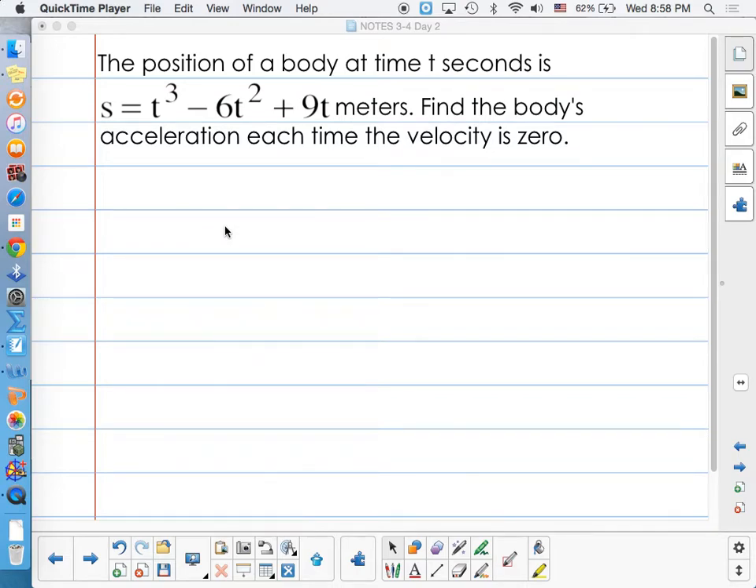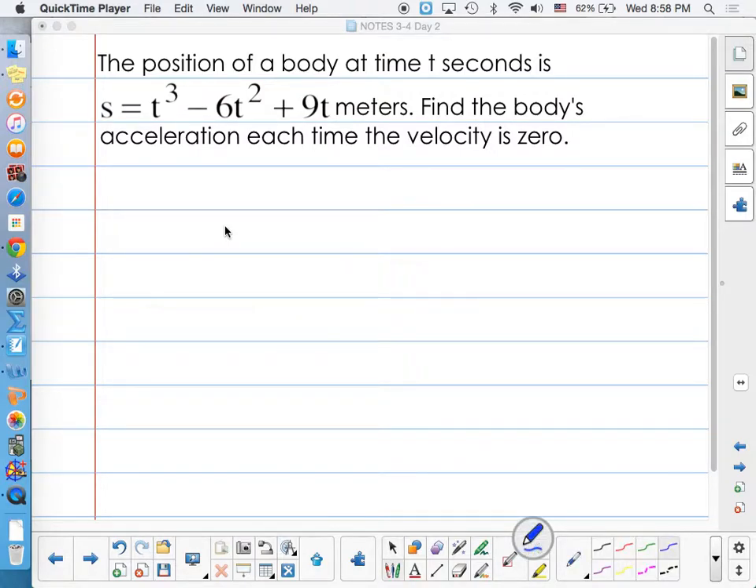This is the second part of the 3-4 day 2 notes. So you're on the back of that handout. It gives a position function, position as a function of time. It says the position of some body, that just means any mass, any object, at t seconds is represented in meters by that function.